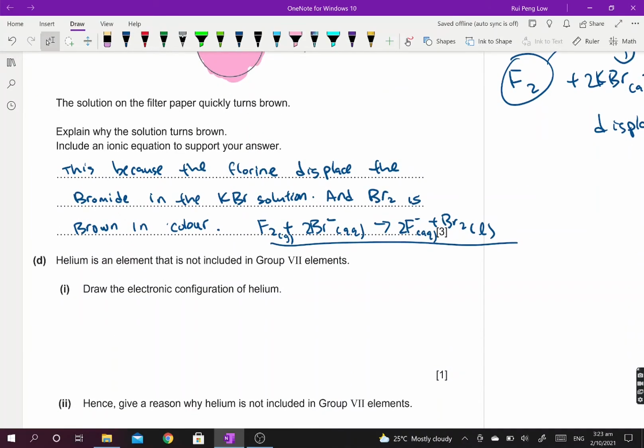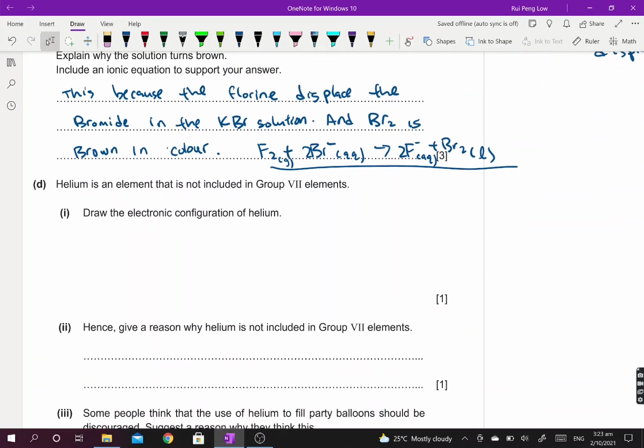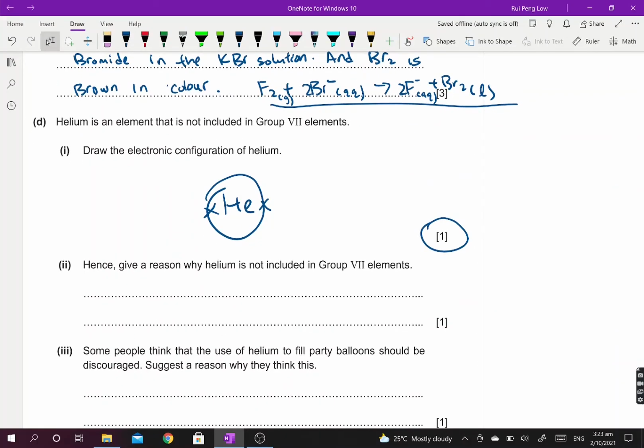Helium is an element that is not included in group 7 elements. Draw the electronic configuration of helium. Okay, so this is quite straightforward. Helium has a proton number of 2, so this mark is just a giveaway. Hence, give a reason why helium is not included in group 7 elements. So again, this is a straightforward answer.